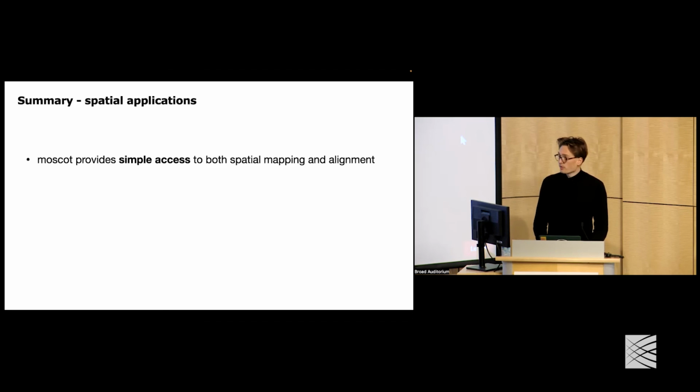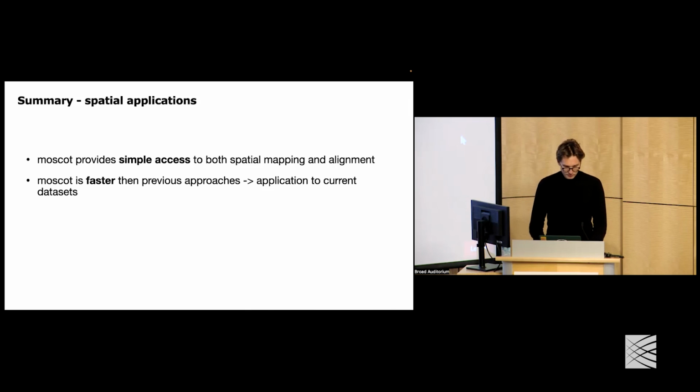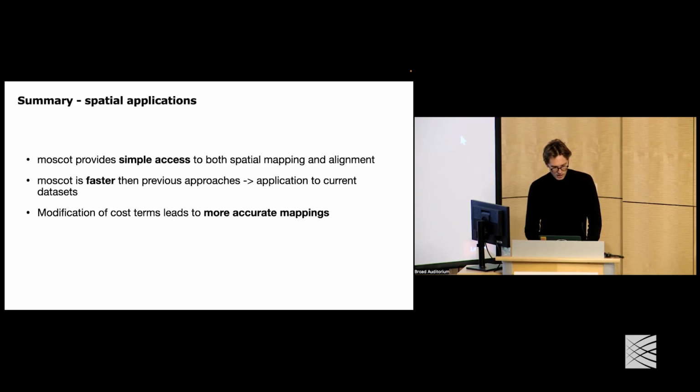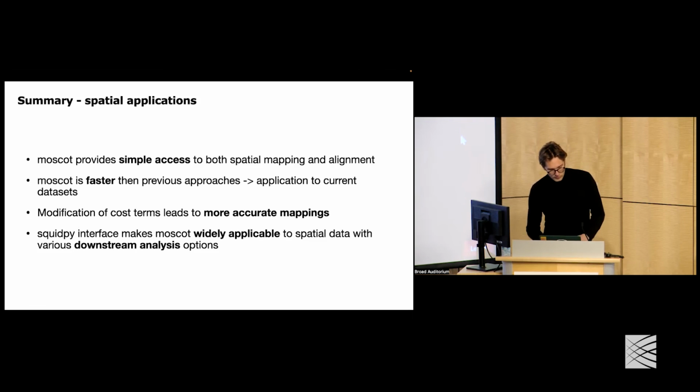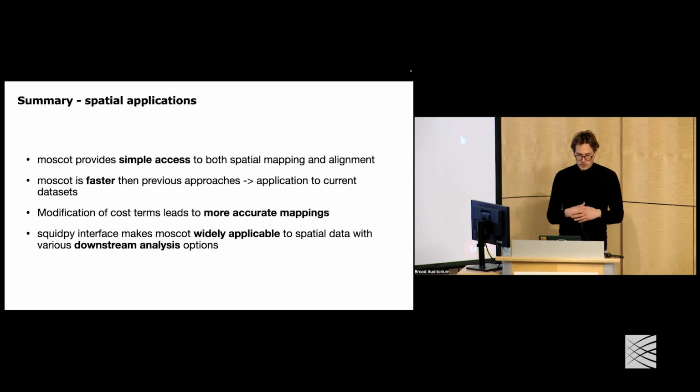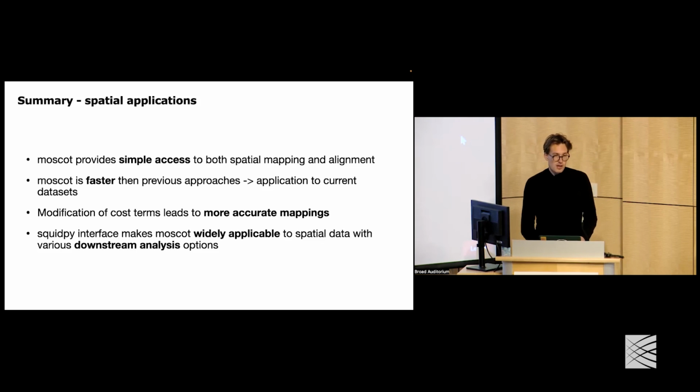So here's a summary of the spatial applications. Moscot provides simple access to both the spatial mapping problem and the spatial alignment problem. It's faster than previous approaches, which enables application to much larger data sets as they're currently coming in. Modification of the cost terms leads to more accurate mappings in terms of the spatial mapping problem. And the SquidPy interface makes Moscot widely applicable to spatial data with various downstream analysis options.